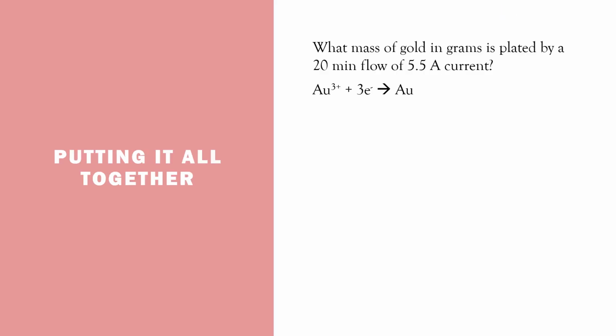Okay, so it says what mass of gold in grams is plated by a 20-minute flow of a 5.5 amp current. And it gives us this equation for the gold. That way we know that there's 3 moles of electrons being transferred. Now, the first thing I would say whenever you see a question like this is you want to change minutes to seconds. So I have 20 minutes, and I know for every 1 minute there's 60 seconds. I'm going to set this up as one big problem.